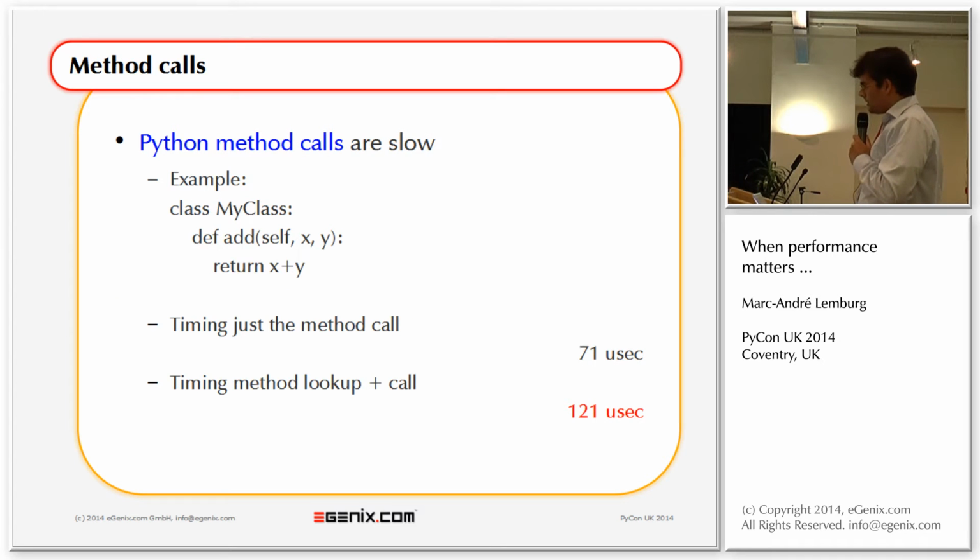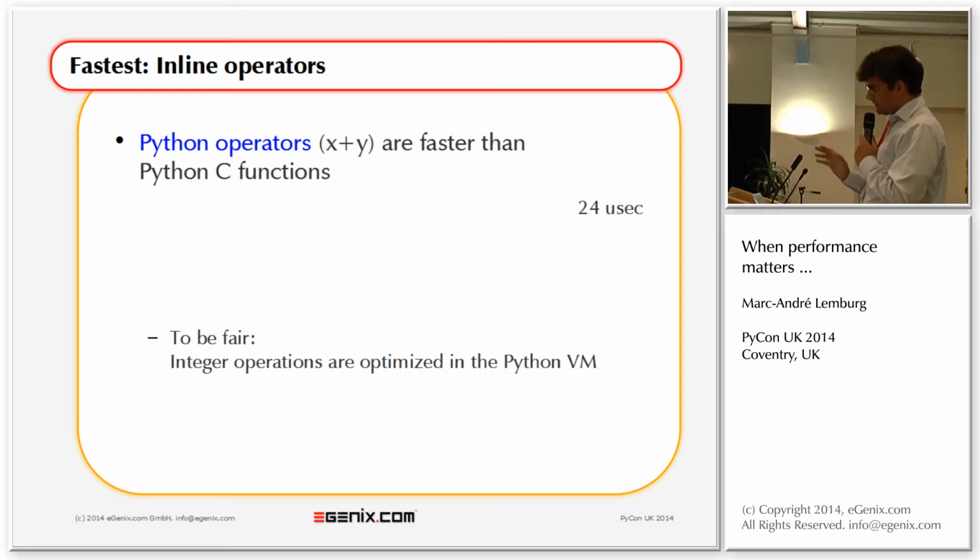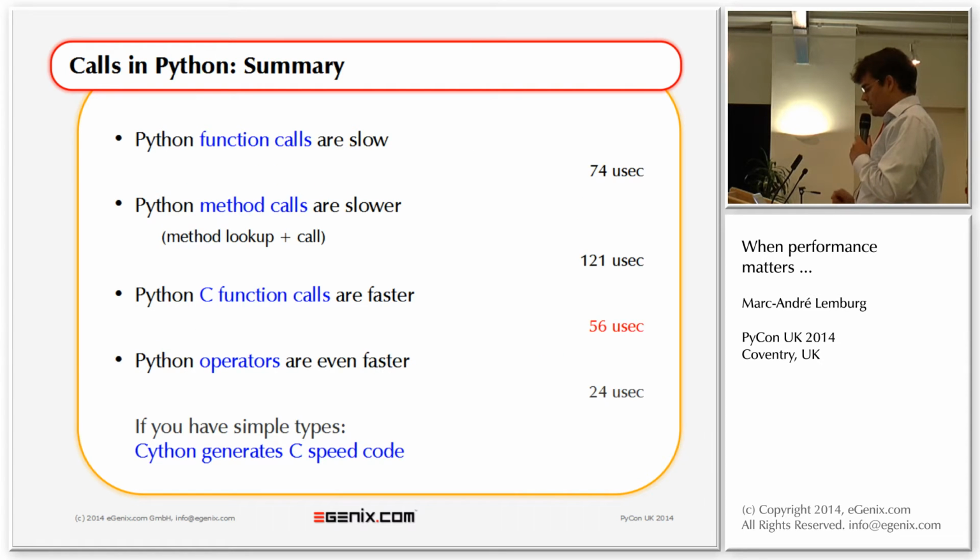Of course, most object-oriented programs will probably use method calls. And method calls are even slower than the regular Python functions, because they have this additional method lookup that you have to do in order to find out which function to call. So there's nothing much you can do about this particular kind of method. You can try to use operators, for example, to speed up things a bit, because they are implemented as bytecodes in the Python VM. But overall, the situation looks like this.